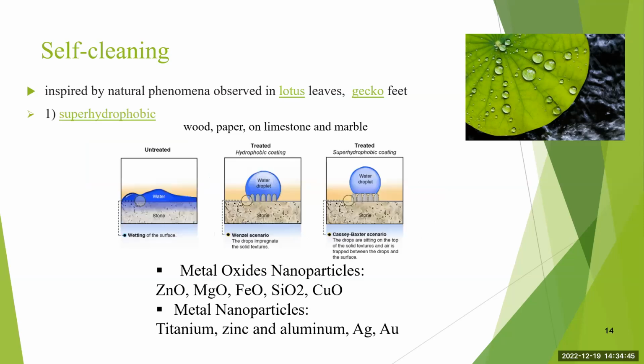So some nanomaterials cause the surface to become hydrophobic, or actually super hydrophobic, so that the water cannot stand on them. The nanomaterials that are used for this purpose are usually metal oxides or metals, and they have been successfully applied on wood, on paper, limestones, and also marbles.